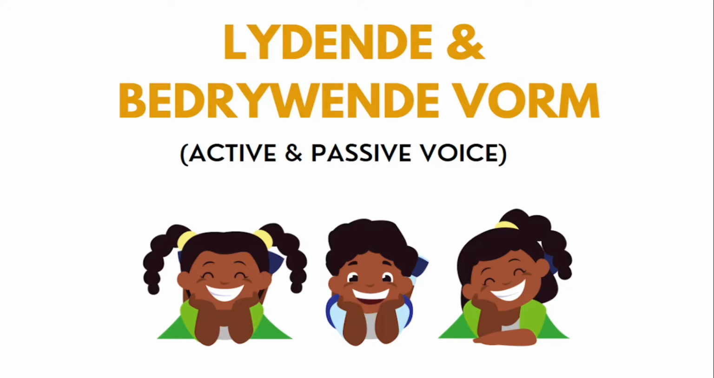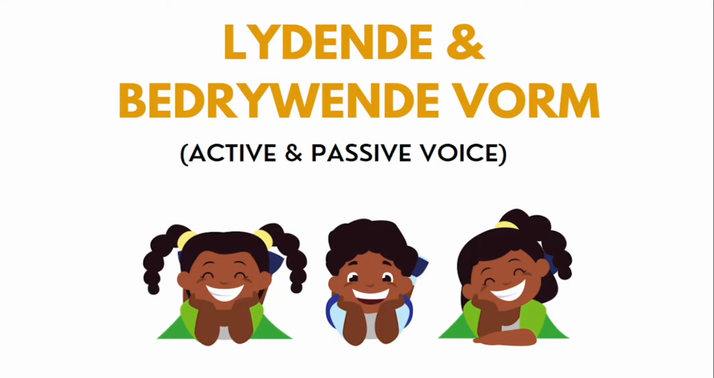In this lesson, we're going to cover Lydende Bedrywende Vorm, which in English means active and passive voice. Now, a lot of you guys struggle with this particular lesson, but I'm going to show you a very easy trick to master this in a really, really simple way. Please bear in mind that this is only the basic level, which means that it is without all the other tricks that they can give you, but I promise you that it will help you get over the first hurdle of passing active and passive voice.